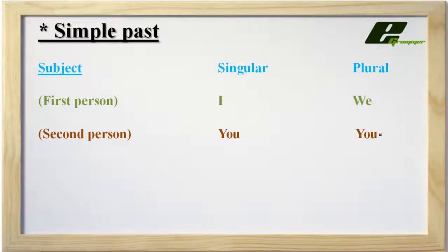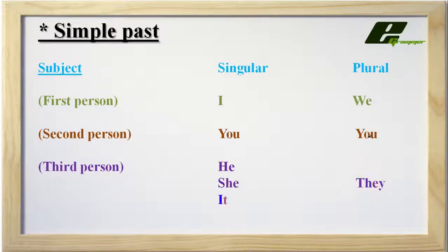Understood? Now comes third person. Now what is third person? Third person means the person about whom we are speaking. The person about whom we are talking is known as third person. In singular, there are he, she, it, and Sam. You can take another name instead of Sam, and in plural, it is they.